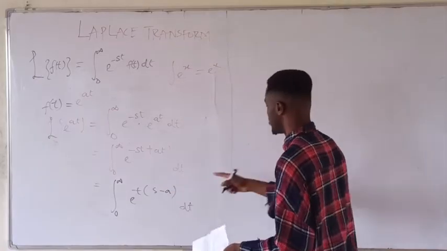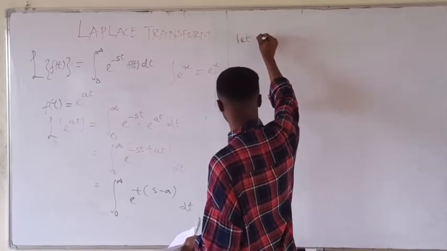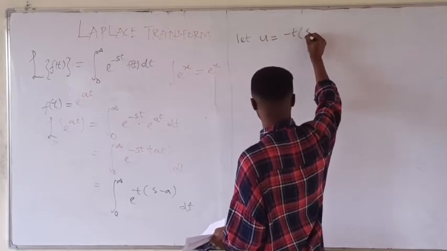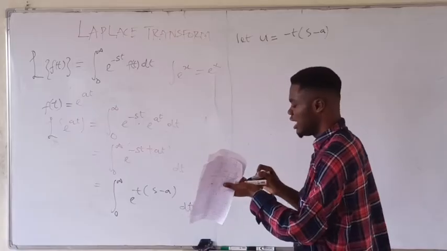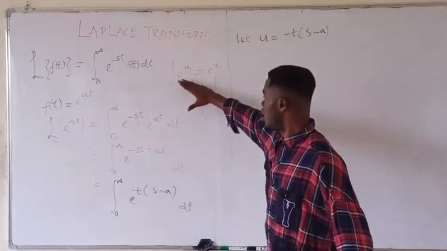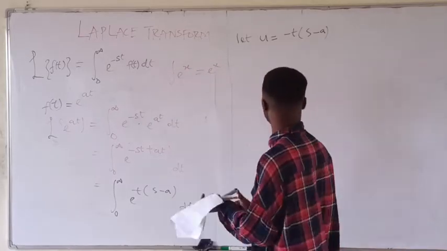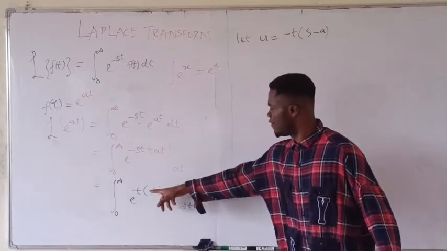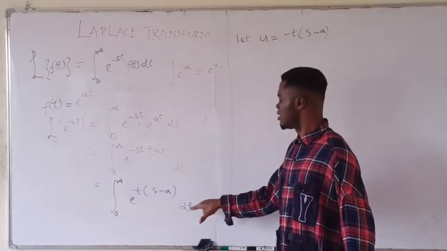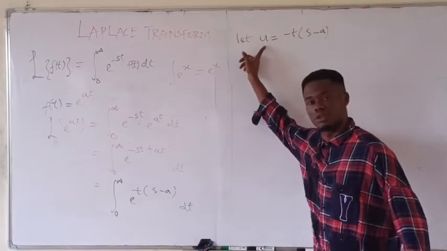So on doing that, we can say let u equal minus t(s minus a). So if we let u equal the power of this exponential, we can make it resemble this type of integral. But remember that if we let u be equal to the power of this exponent, that means we are going to change this dt to du, right?